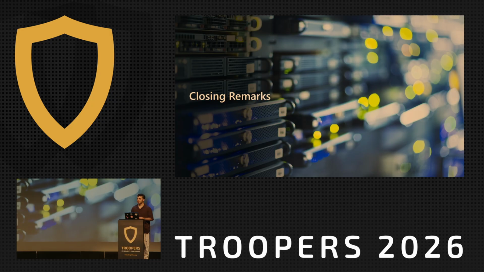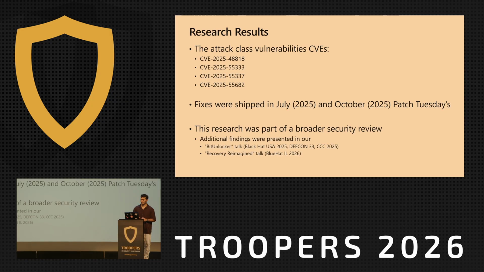So to wrap things up, let's quickly go over the research results, discuss the main takeaway, and conclude. The CVEs for the attack class variants are on the monitor, so 4 CVEs were published. Fixes were shipped in July and October Patch Tuesdays in 2025. This research was also part of a broader security review that we did on WinRE. In total, we had 11 CVEs for BitLocker bypasses that we found. If you're interested in learning more about the other findings, check out our BitUnlocker talk and Recovery Reimagined talks, which include additional findings.